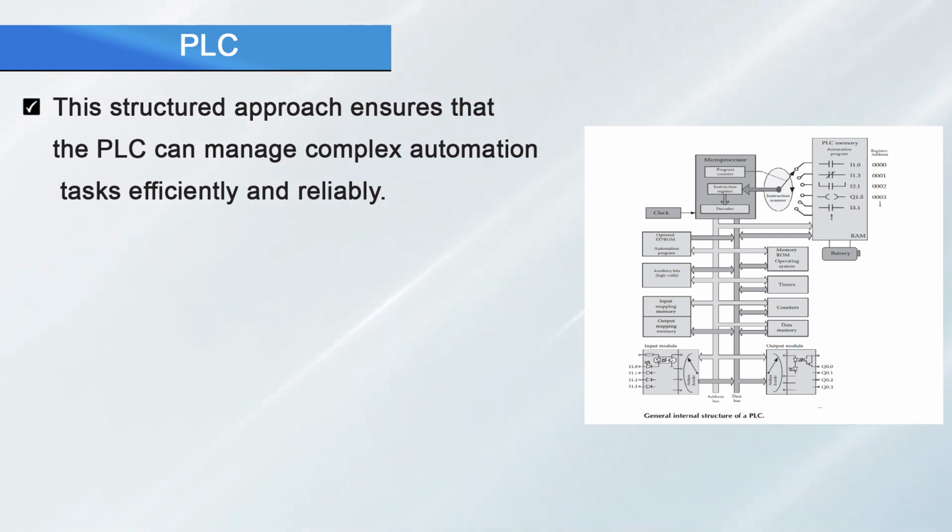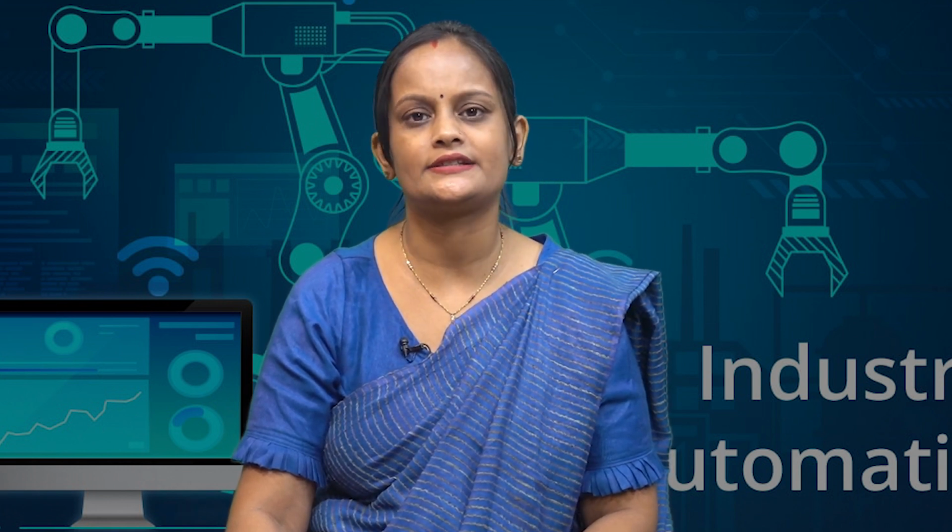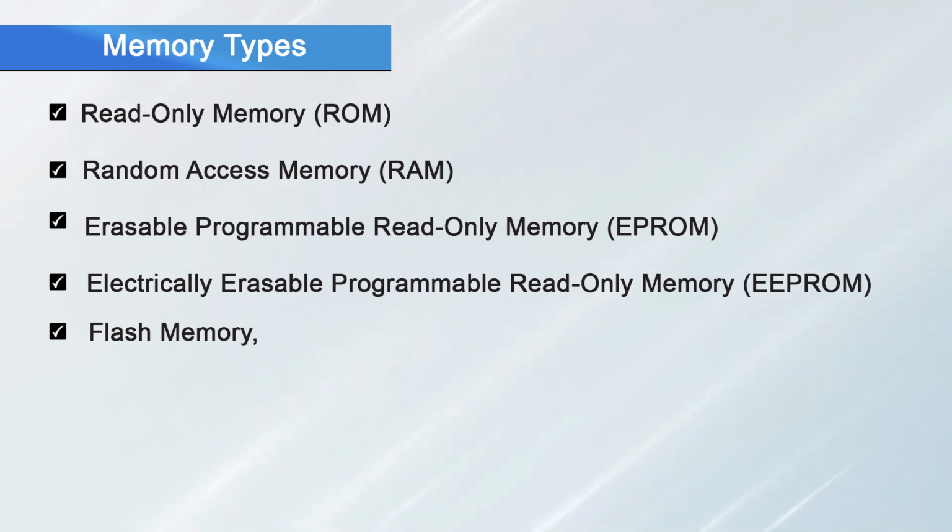Now let us talk about the memory types. In programmable logic controllers, different types of memories are used, each having its specific functions and characteristics. They are read-only memory called ROM, random access memory called RAM, the erasable programmable read-only memory EPROM, the electrically erasable programmable read-only memory EEPROM, and next the flash memory.